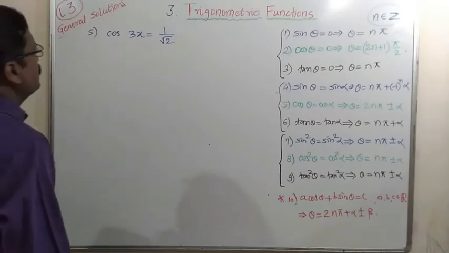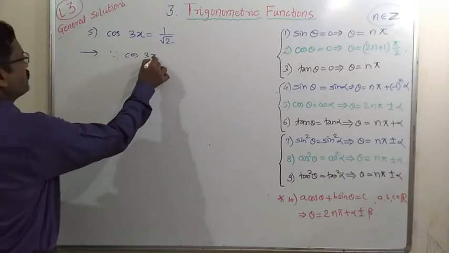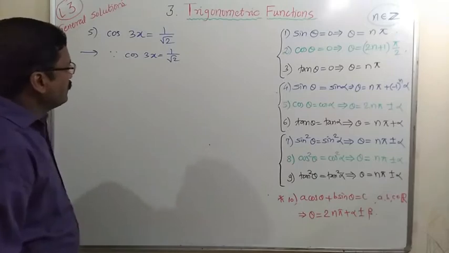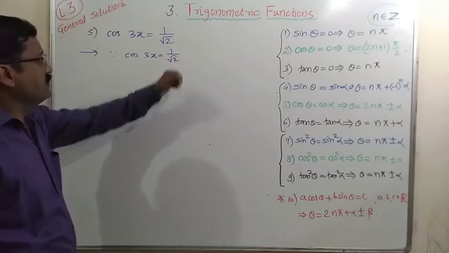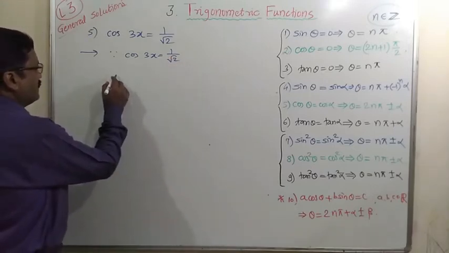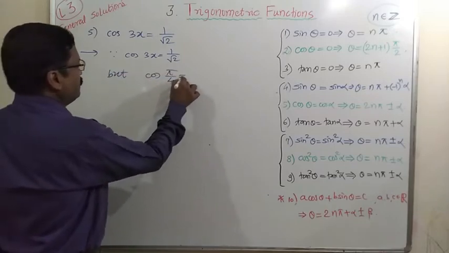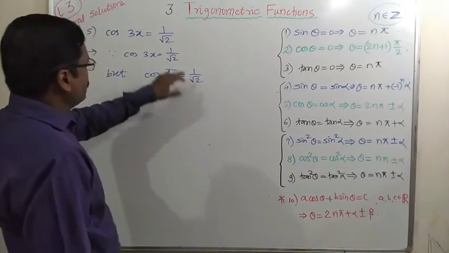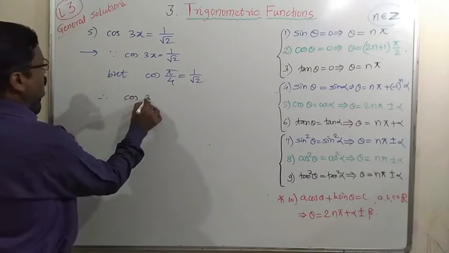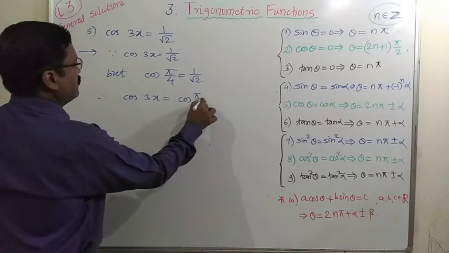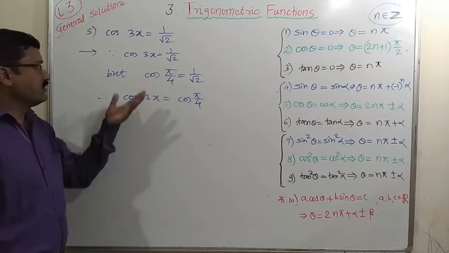Cos 3x equal to 1 upon root 2. Again we can write here, since given cos 3x equal to 1 upon root 2, we know the angle for which cos has value 1 upon root 2, and that is nothing but cos of pi by 4 is equal to 1 upon root 2. So we will write instead of 1 upon root 2 we will get cos that. So from these two equations we get cos 3x equal to cos of pi by 4, and this pi by 4 is principal solution of this.